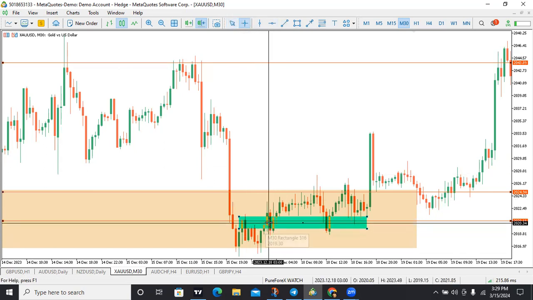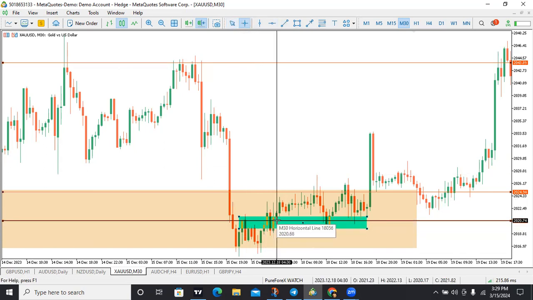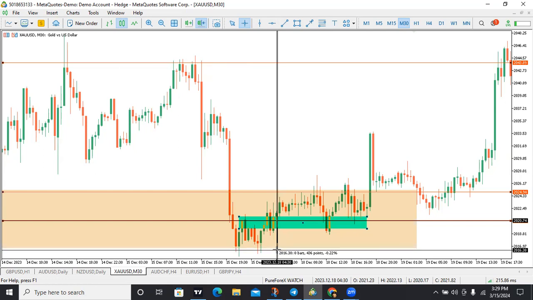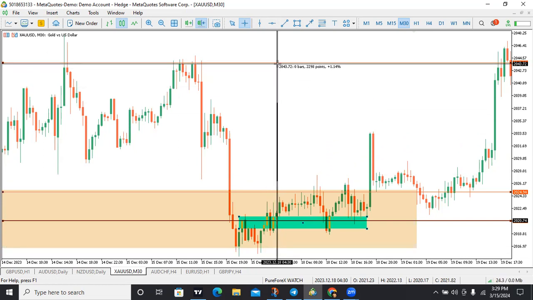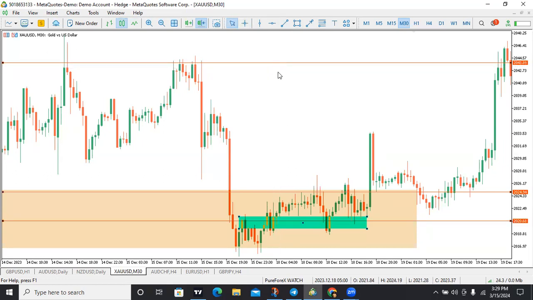So here we risk 43 pips, and then we gain 230 pips, guys. This is massive. So we can't get this risk to reward ratio on the H4 time frame directly. So with this one, it's up to 4 to 5%, right?